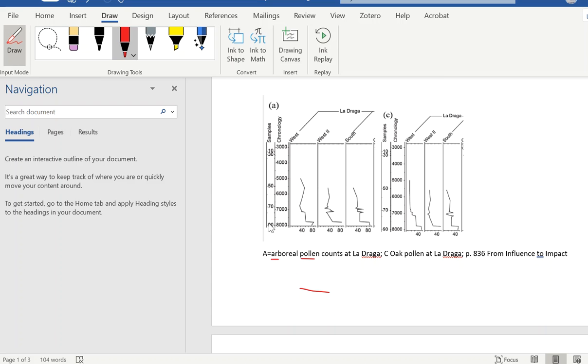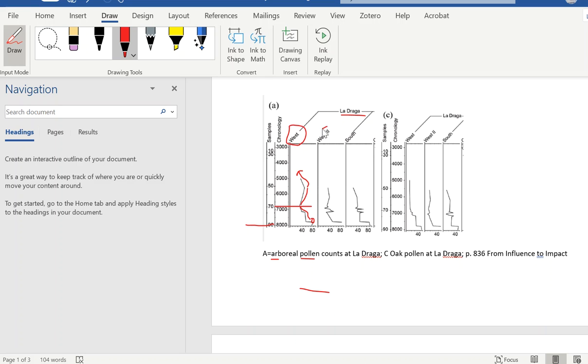So what you're looking at here, if you look at here, this is 8,000 before present. And what you've got around 8,000 before present is a peak of arboreal pollen or tree pollen. And you can see over time, the trend is that it gets reduced around 7,000 BC. You get a bit of an uptick around 6,000, and then it goes down again around 5,000. Now this is in La Draga West.